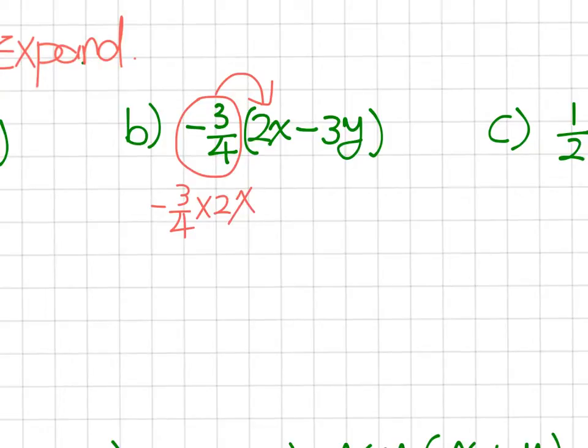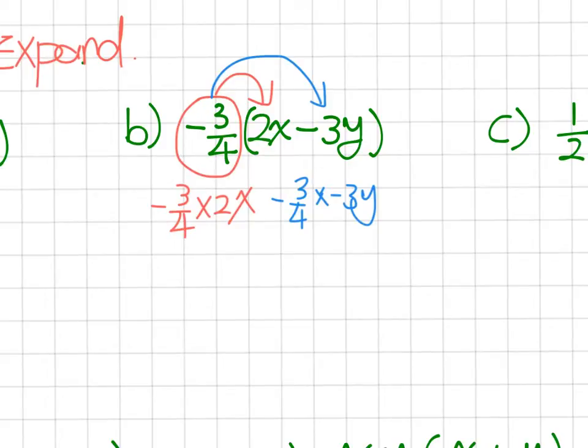And then the next one is that I have to multiply negative 3 over 4 by negative 3y. So I'm just going to copy that as well: negative 3 over 4 times negative 3y. Now, as you know, numbers are multiplied by the numbers.